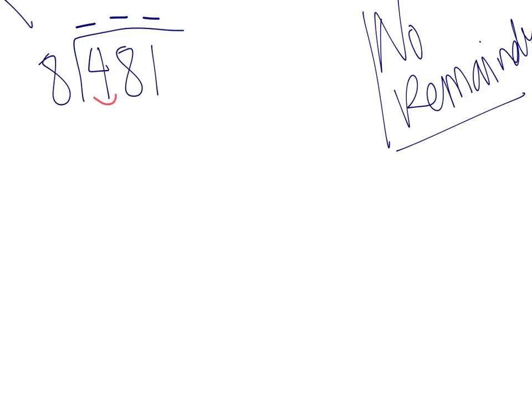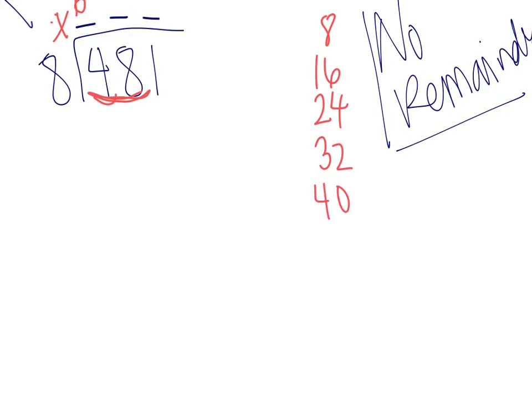So we look at 8 into 4. Can't do it, so that's 0. Remember, anytime you have a 0, you can extend the scoop. So 8 into 48. So let's write our multiples: 8, 16, 24, 32, 40, 48. So that's going to be times 6. So 6 times 8 is 48. Remember, it does a little round the world where you have 6 times 8 and then you put 48 underneath and we get a remainder of 0.